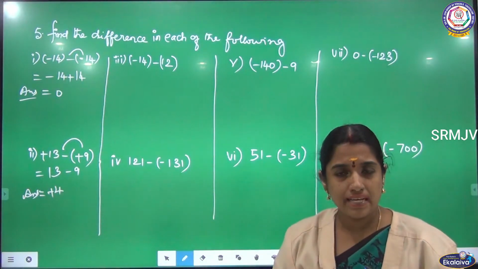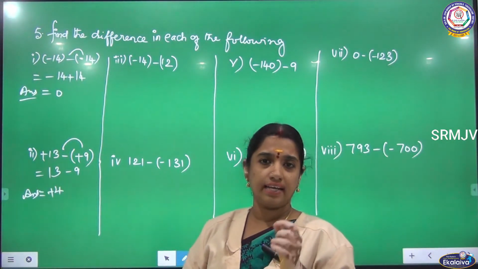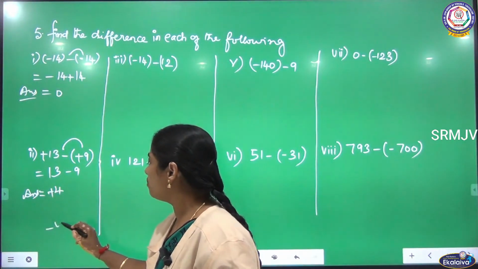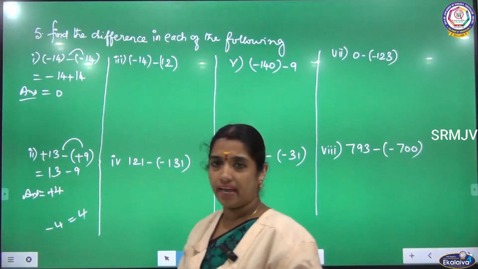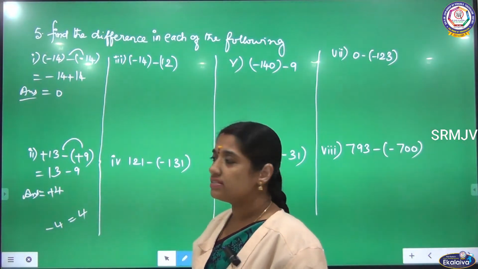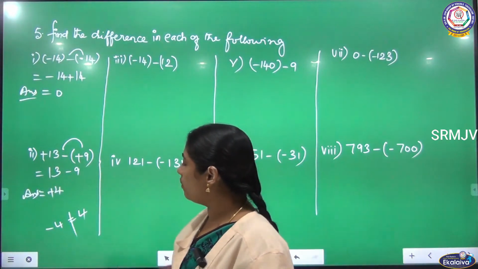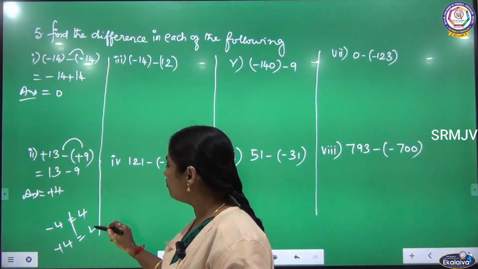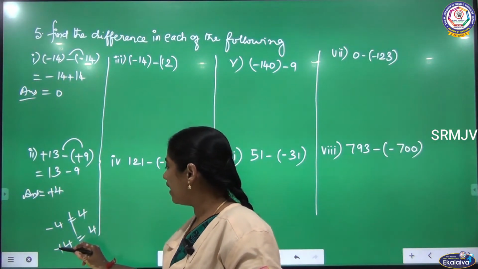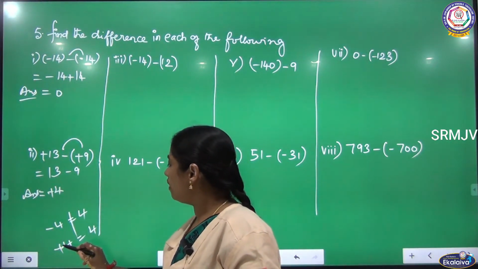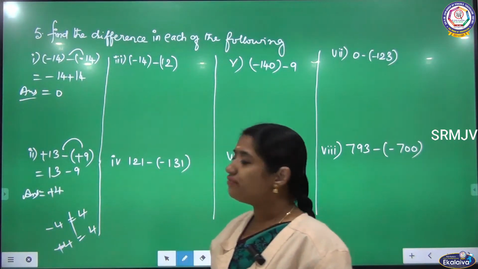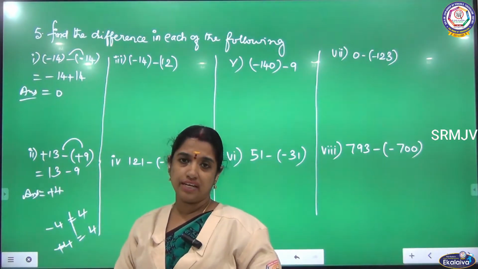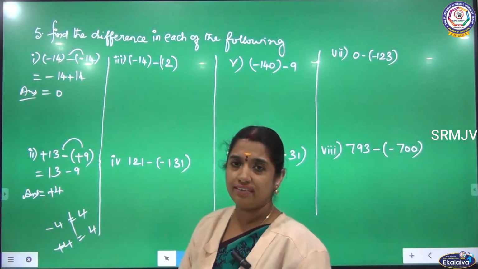I said that plus 4 is equal to 4, but for a negative you have to mention the sign. If it is minus 4, it is not equal to 4, no, it is not equal. But plus 4 is equal to 4. These two are equal. So if it is negative, you have to mention that.